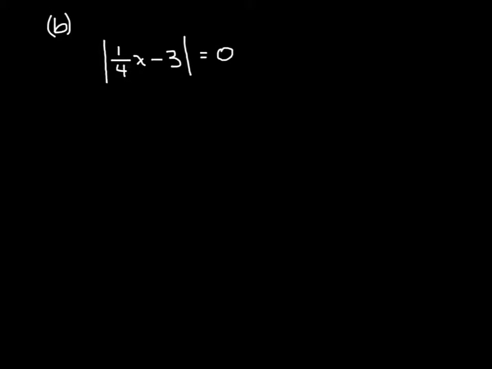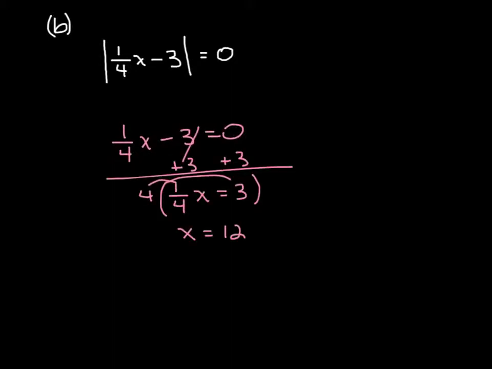Example B is the absolute value of 1/4 x minus 3 equals 0. Normally we would set the expression in the absolute value equal to the positive or the negative. Since 0 is not positive or negative, you just have the one equation to solve, which would just be 1/4 x minus 3 equals 0. Solving for x gives us 12, so in this case we only have the one solution, which is 12.